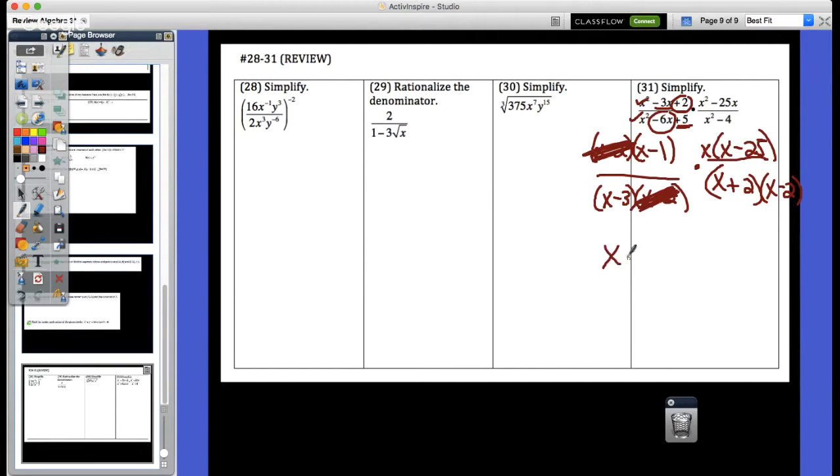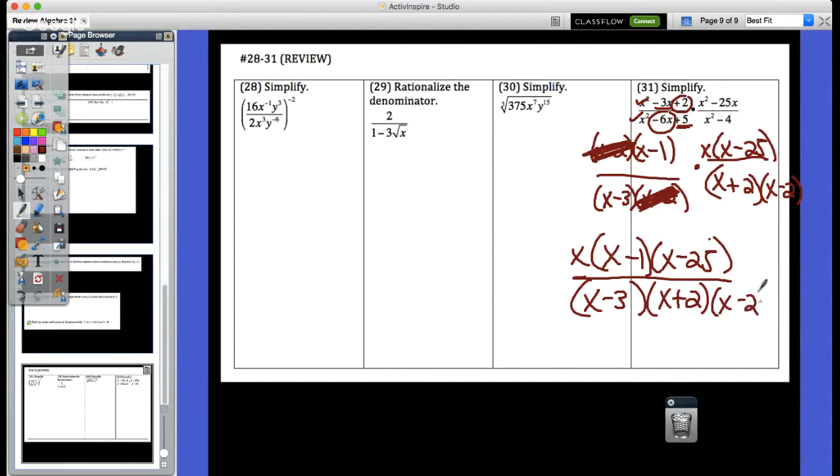So all we could do is just leave what's on the top there. So x times x minus 1 times x minus 25. And then on the bottom, we get x minus 3 times x plus 2 times x minus 2. Okay? And that would be our answer in terms of 31. Okay?